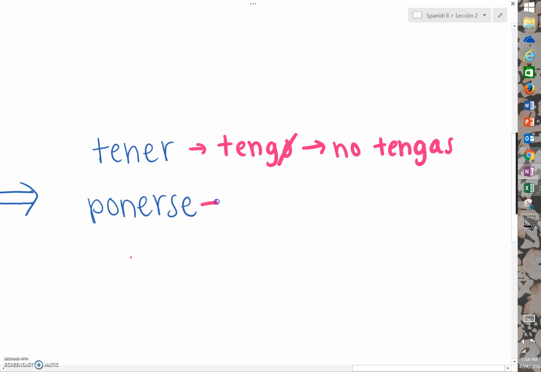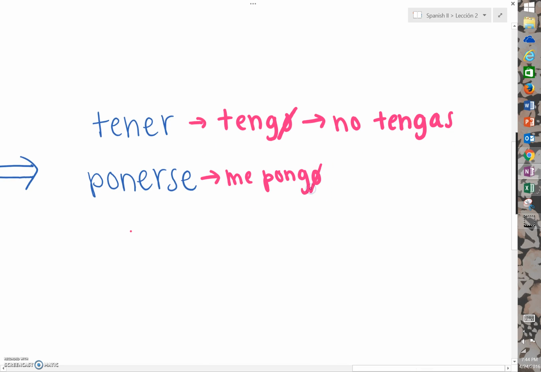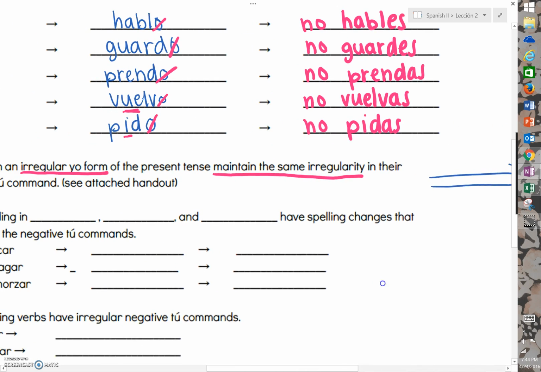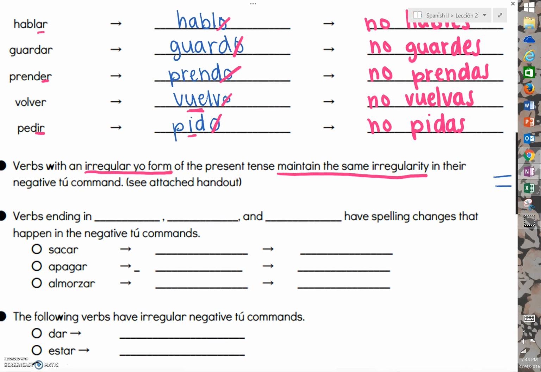Ponerse is a go verb. The yo form is me pongo. To form the negative command, again, just drop the O and add our opposite ending. So it would be no te pongas. It is extremely important that you remember those irregular yo forms and you know what verbs they belong to. Because again, if you have an irregular yo form in the present tense, you keep that same irregularity in the negative tú command. Try these out on your own.